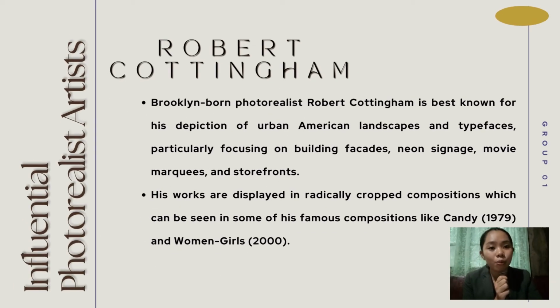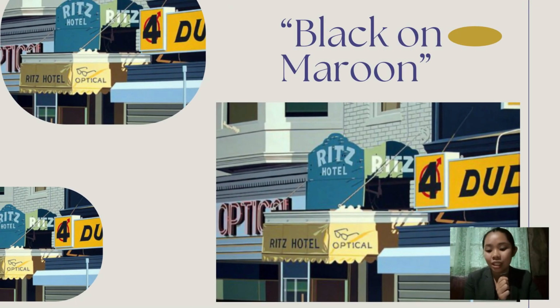The second one is Robert Cottingham. Brooklyn-born photorealist Robert Cottingham is best known for his depiction of urban American landscape and typefaces, particularly focusing on building facades, neon signage, movie marquees, and storefronts. His work are displayed in radically compositions, which can be seen in some of his famous compositions like Candy in 1979 and Women Girls in 2000. So here is an example of Cottingham's work. This is Black on Maroon.